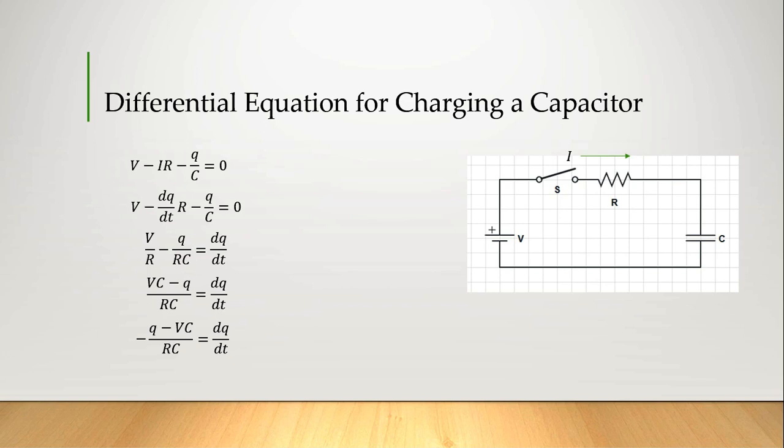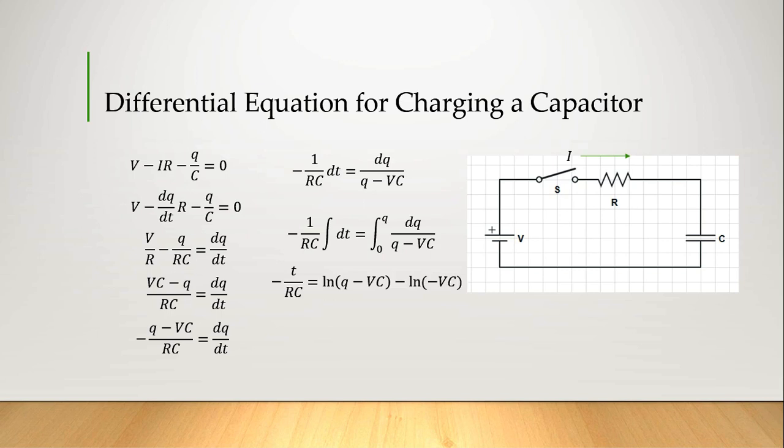If you're trying to take the integral of negative Q, you have to have a negative sign that pops out of there. This takes care of that for us. And then I'm going to separate my variables, divide everything by Q minus VC, move the dt to the other side, and now I'm going to integrate both sides. The left-hand side is a pretty easy one. It actually looks exactly the same.